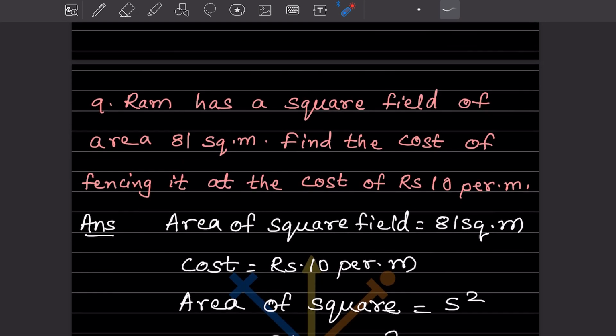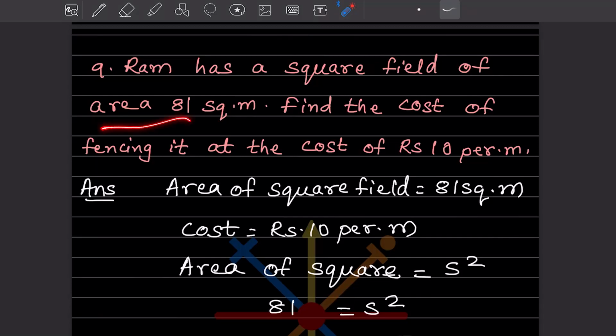Now the next one says that Ram has a square field. The area is given as 81 square meter. Find the cost of fencing it at the cost of rupees 10 per meter.